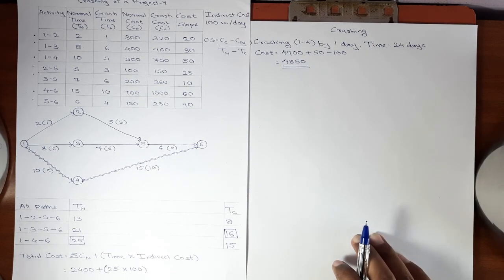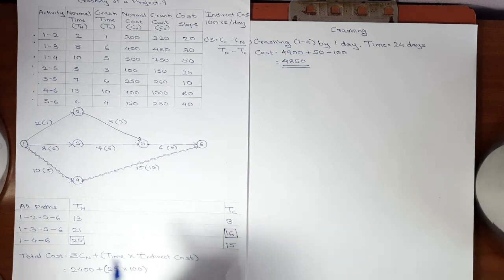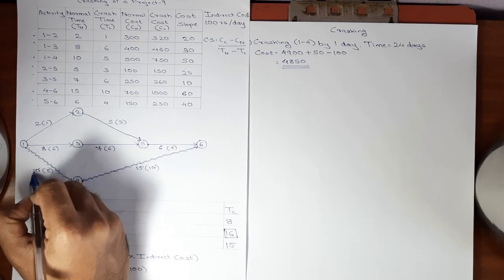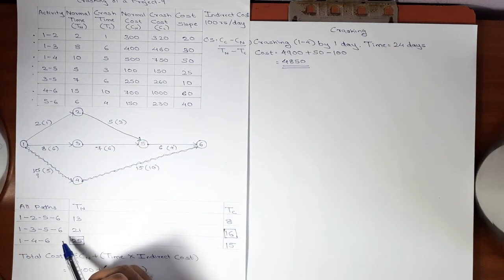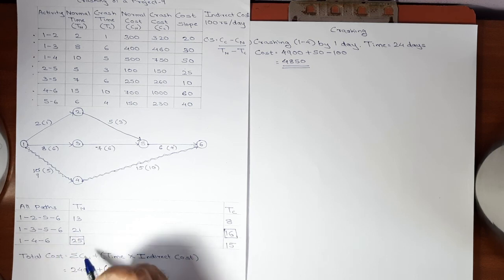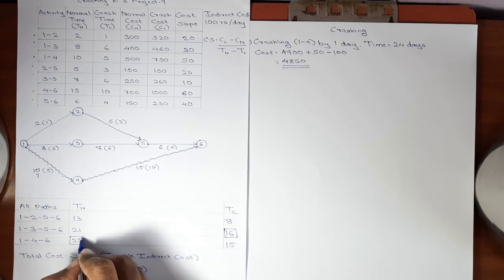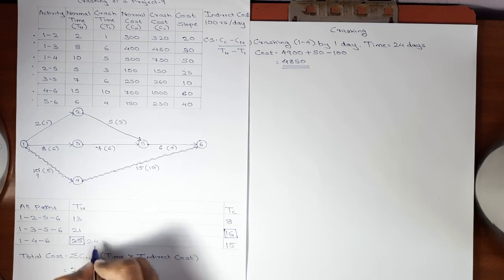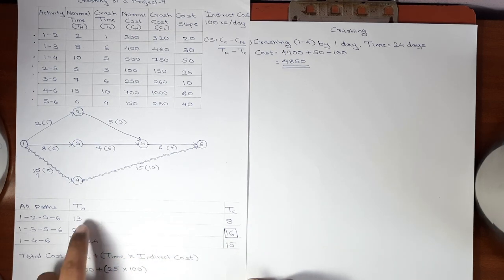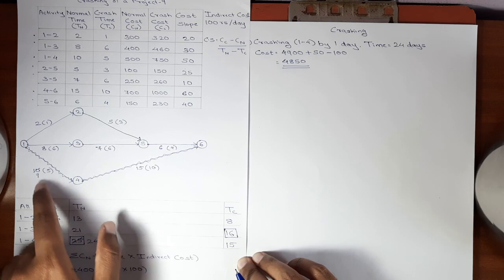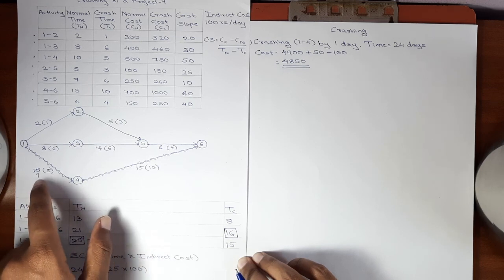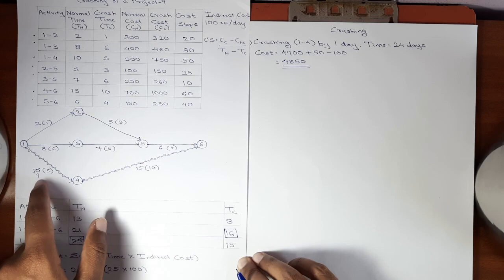Activity 1, 4 was crashed, so we'll just update it in the network diagram. The normal duration was 10. Now it will become 9 because the activity was crashed by 1 day. Activity 1, 4 comes in which of the following paths? In first path, no it doesn't. In second path, no it doesn't. In third path, yes. So the duration of third path will be reduced by 1 day. 25 will now become 24. Again, 24 is the maximum normal duration. The critical path is unchanged. Now if you see, there is still scope for crashing activity 1, 4 again.